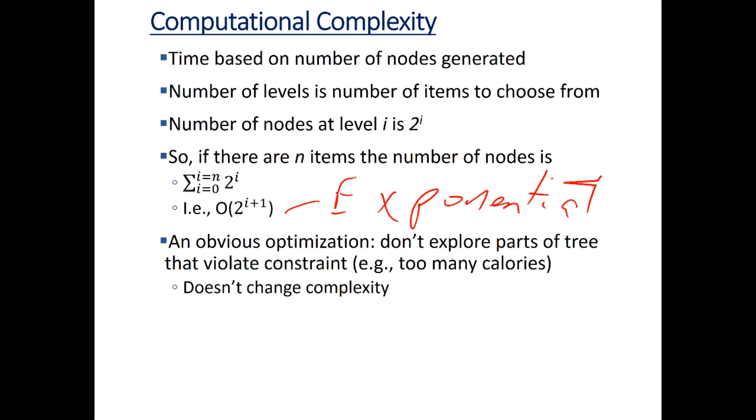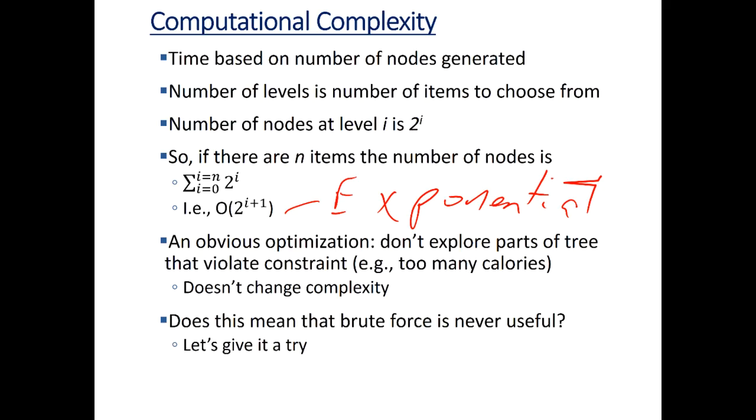Now, there's an obvious optimization. We don't need to explore the parts of the tree that violate the constraint, for example, too many calories. We could just not generate those nodes, but that doesn't change the complexity of the algorithm. It's still the same.